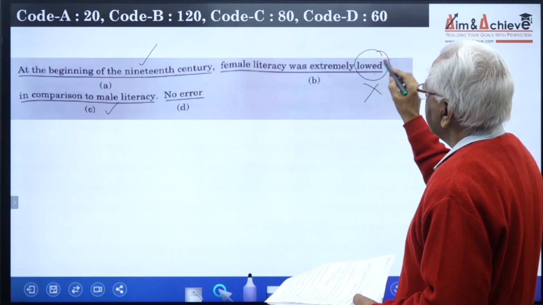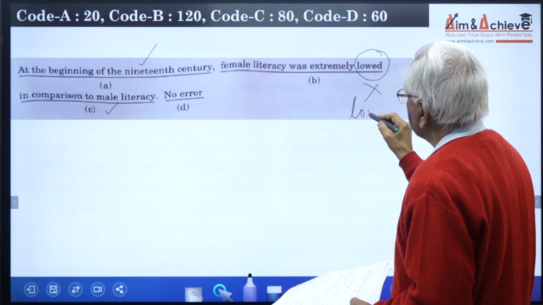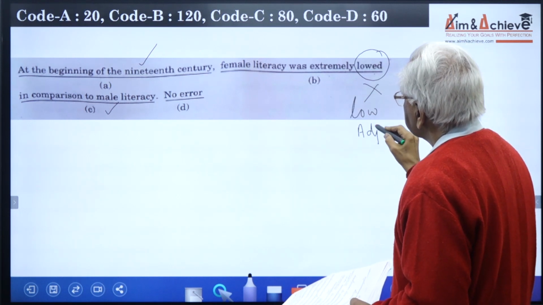Female literacy was extremely low. So we should use the word low. Low is an adjective.